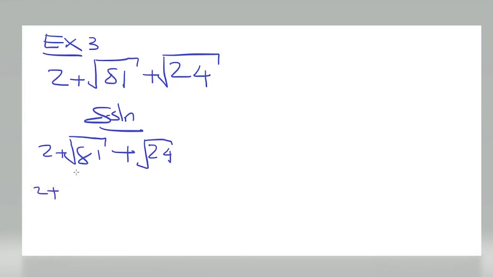Now 81, the product of 81, is 9 times 9, which is 3 times 3 times 3 times 3. This is 81 power a half. There is no number here, so by default it means there's a 2 here, so it's power a half. Then plus, also there's a 2 here, although it has not been written, so this is 24 power a half.